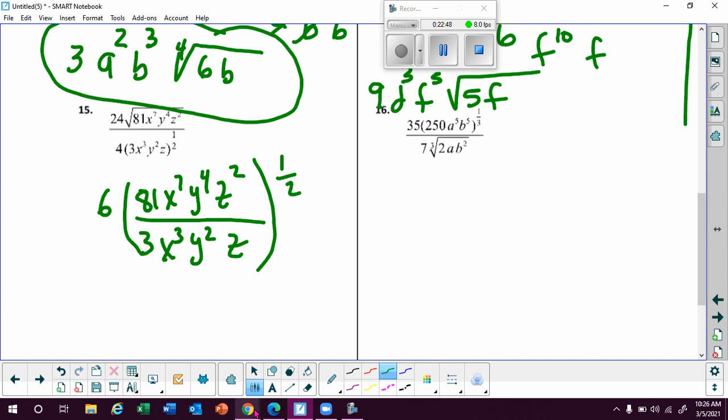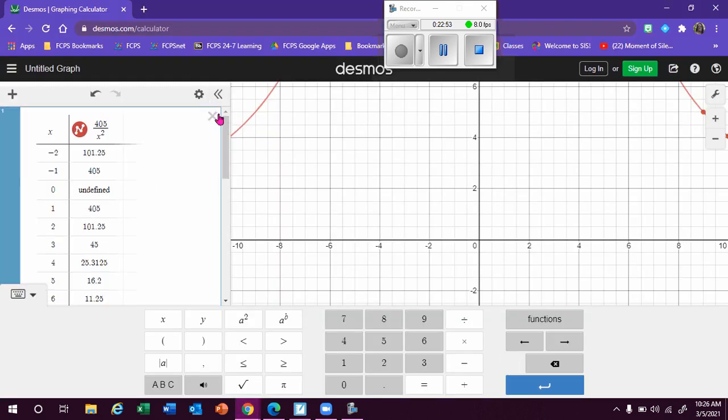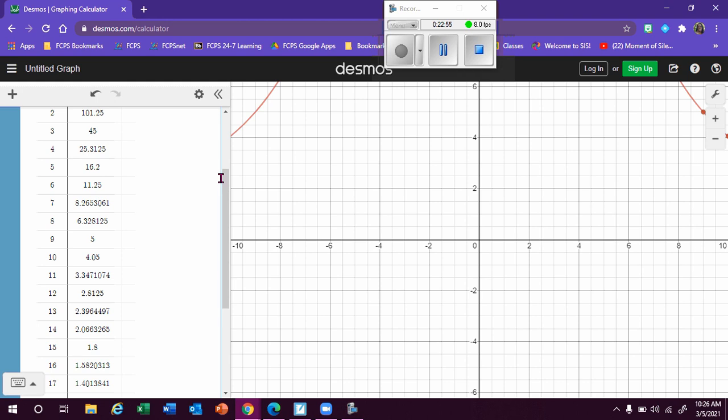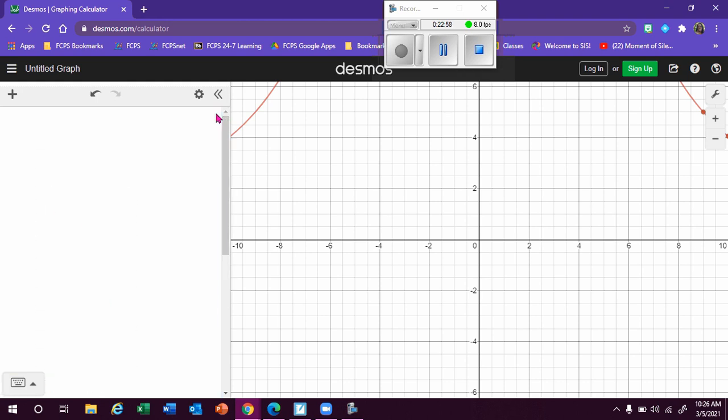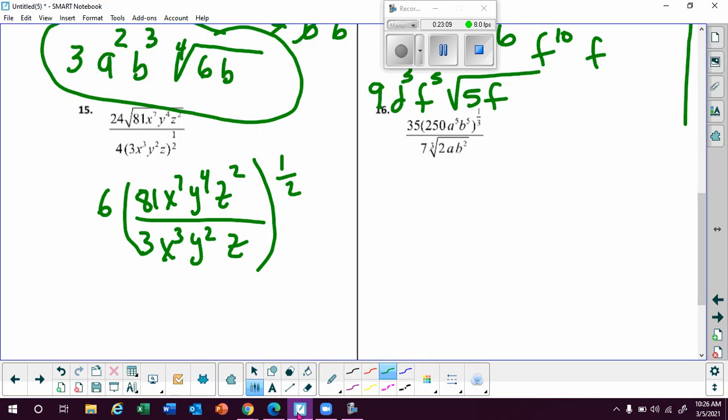So I wanted to see what 81 divided by 3 is. So I go to my decimals. And if you know it by heart, 81 divided by 3, I think it's 27, but let me check. 81 divided by 3 is 27. Yep. So 27 is going to be the answer for this one, right? So 6 is still outside.